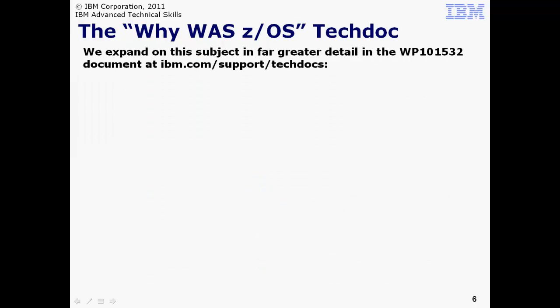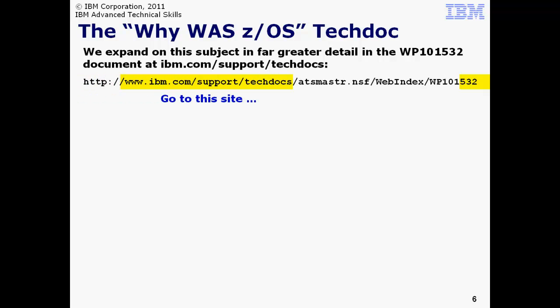We skimmed the surface of the why z/OS topic at a very high level. If you're interested in exploring further, we encourage you to go to the ibm.com/support/techdocs website and get the WP101532 document. The direct URL is shown on the chart, but the easiest way to access the document is to go to the TechDocs main page and search on the specific document number.